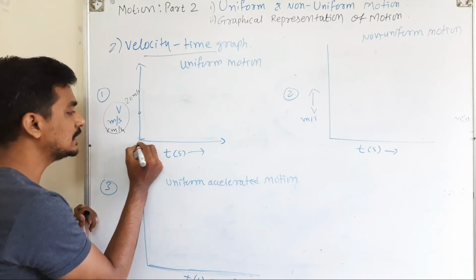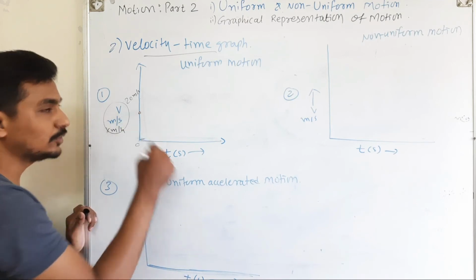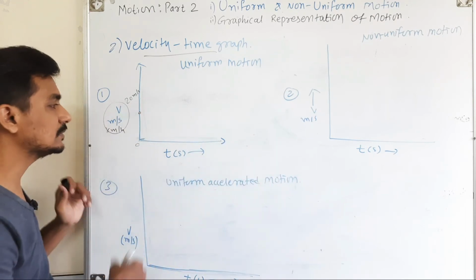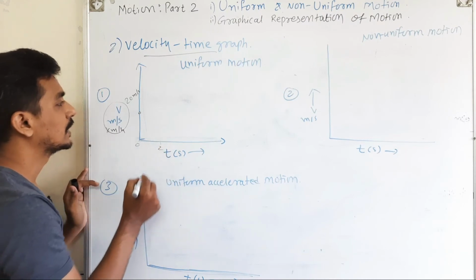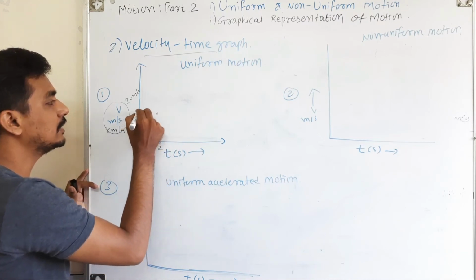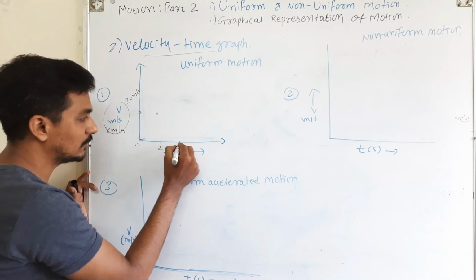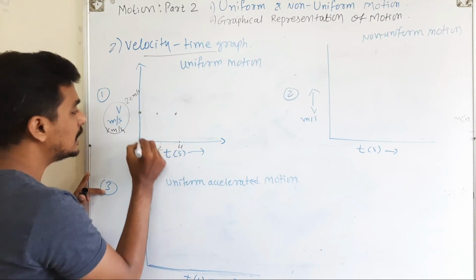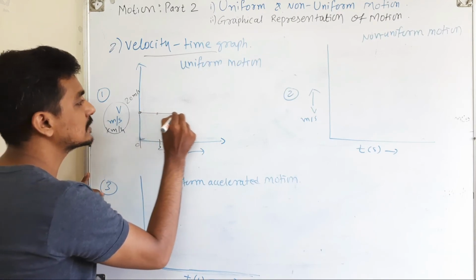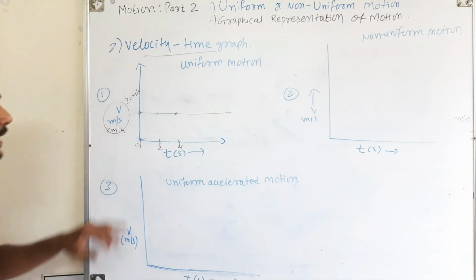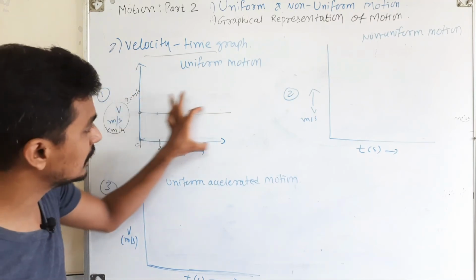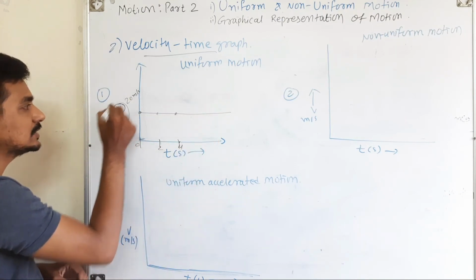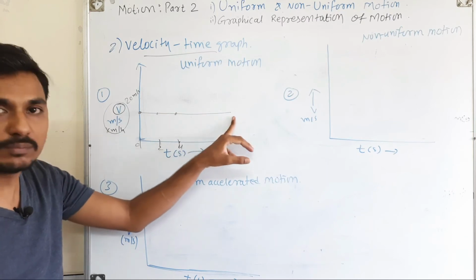So here at time 0, when you are observing, the speed is 20 meter per second. After some time, suppose 2 seconds, the object is moving with the same speed, 20 meter per second. After the fourth second, you have observed that the object is moving with the same speed. So in each time interval, the speed remains the same. So you will get a graph like this. If you are getting this line parallel to the x-axis, or parallel to the time axis, and here it is velocity, then the graph represents uniform motion.